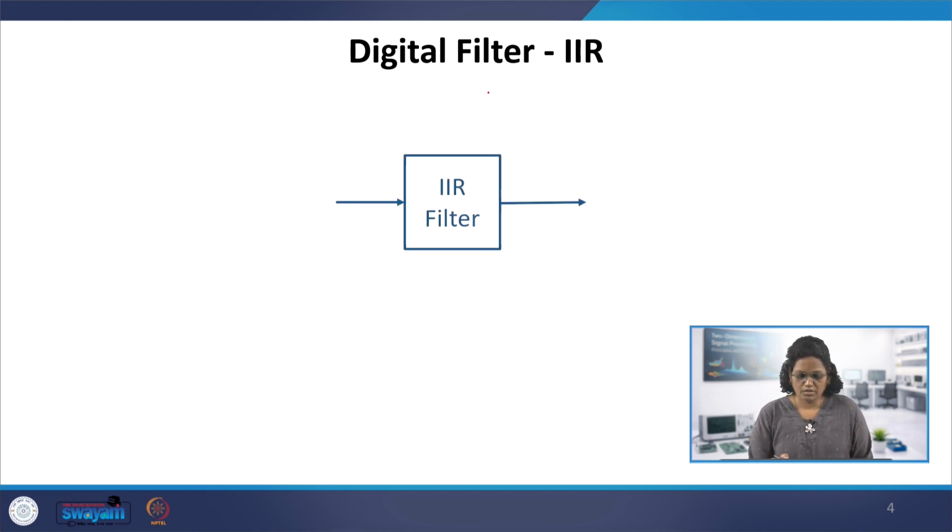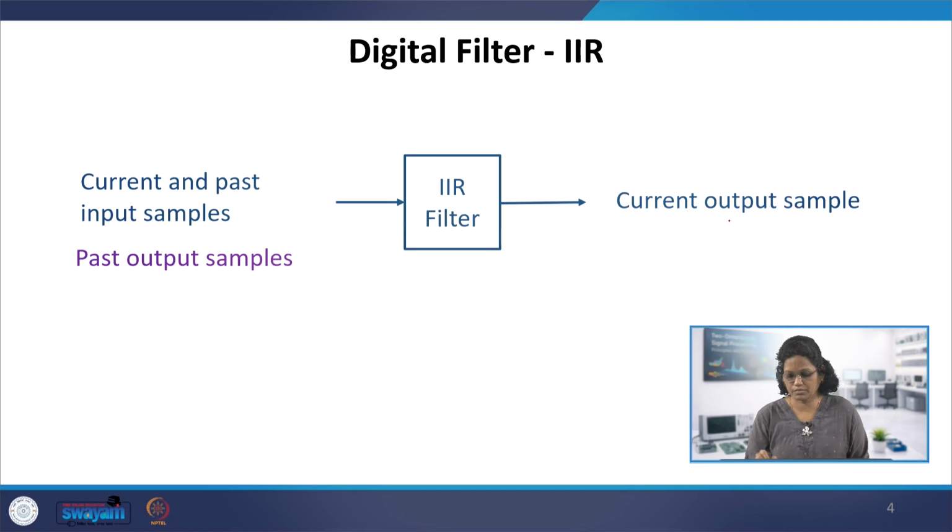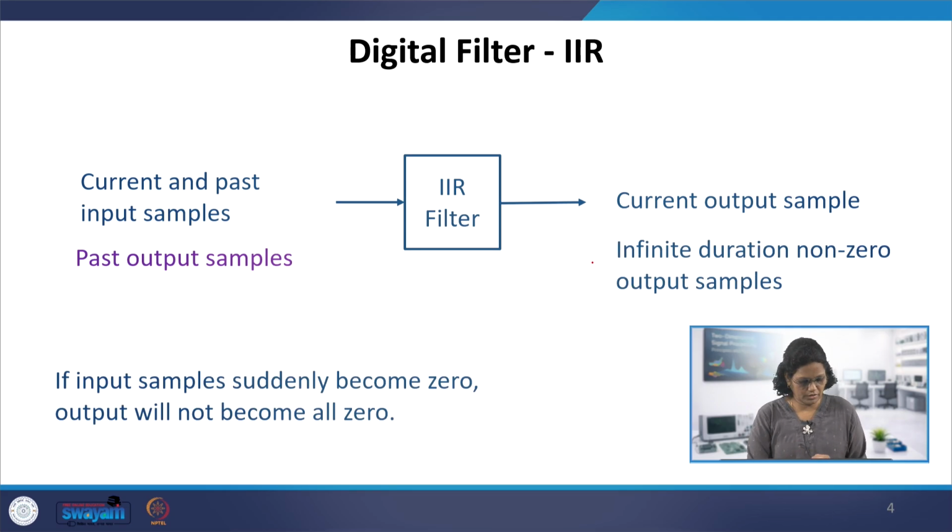In the case of IIR, just a hint of this IIR filter, not a very exhaustive comparison. When we do the IIR filter, we'll do the discussions more. The IIR takes the current and past input samples, and also the past output samples, to decide the current output sample. This was not the case in the FIR. Here, if you give the impulse, you get infinite duration non-zero output samples. If you apply the input and then suddenly make it 0, the output will not become 0 in the case of IIR, because it has feedback circuits as well. The past output samples are given back to the input, and then the current output sample is decided.